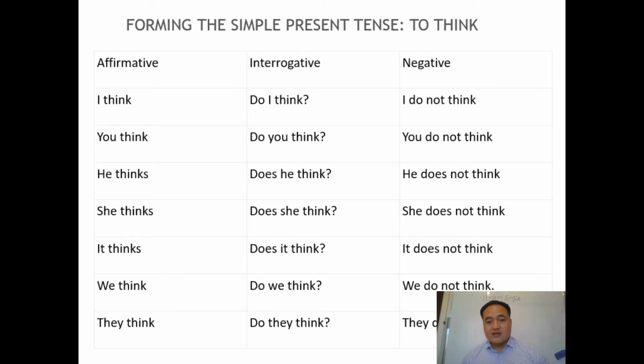Does he think? Does she think? The negative form is formed by taking the subject plus do or does plus not and the base form of the verb. I do not think, you don't think, he doesn't think, she doesn't think.